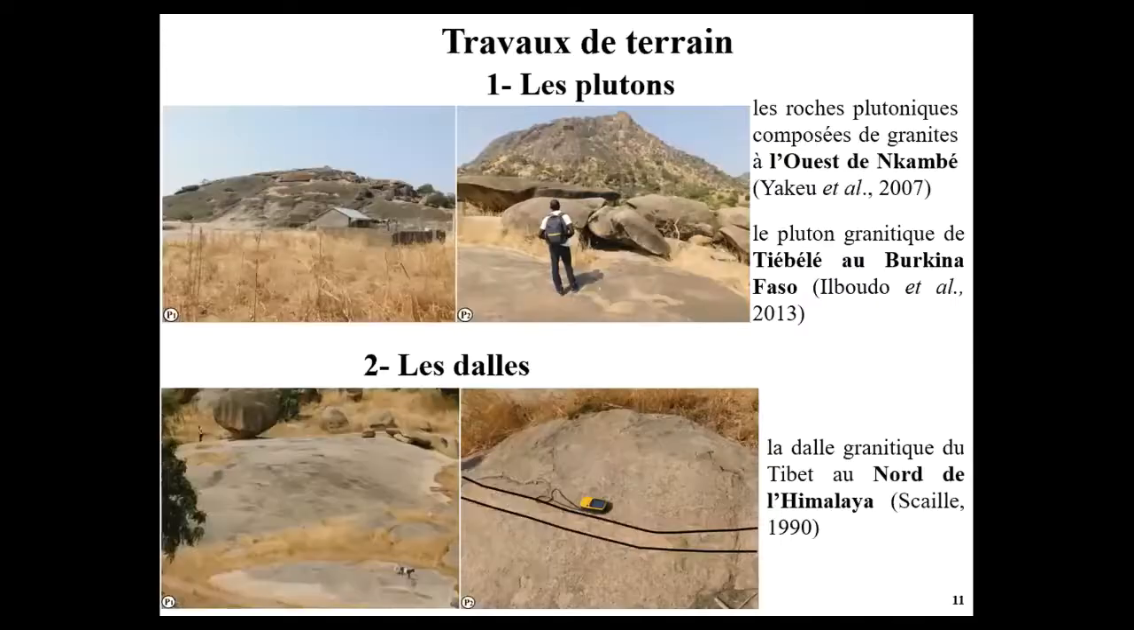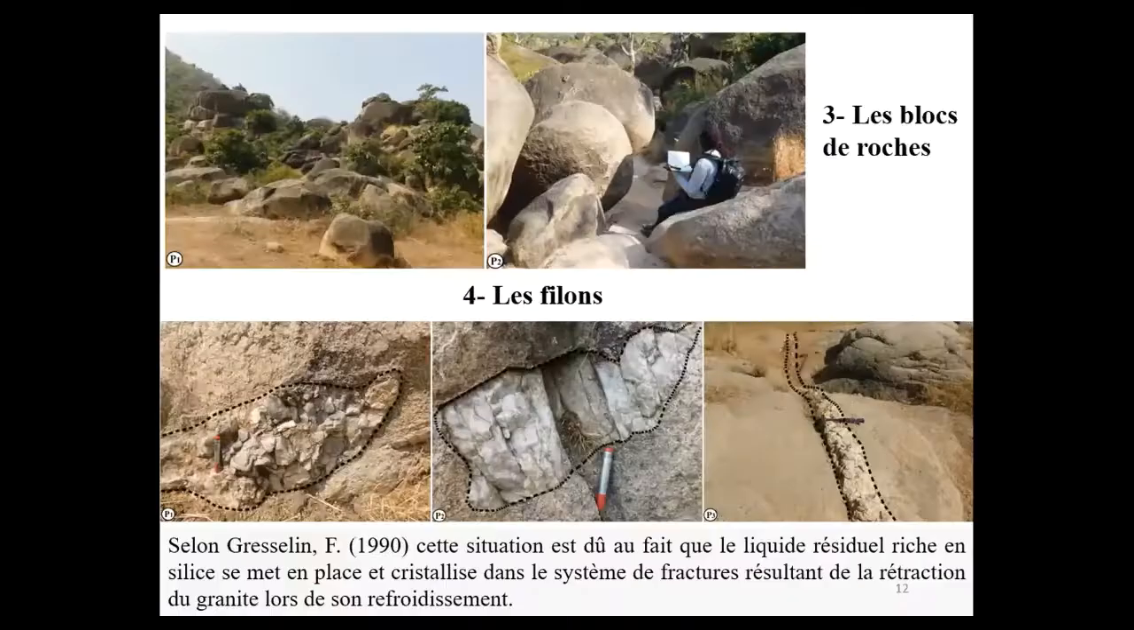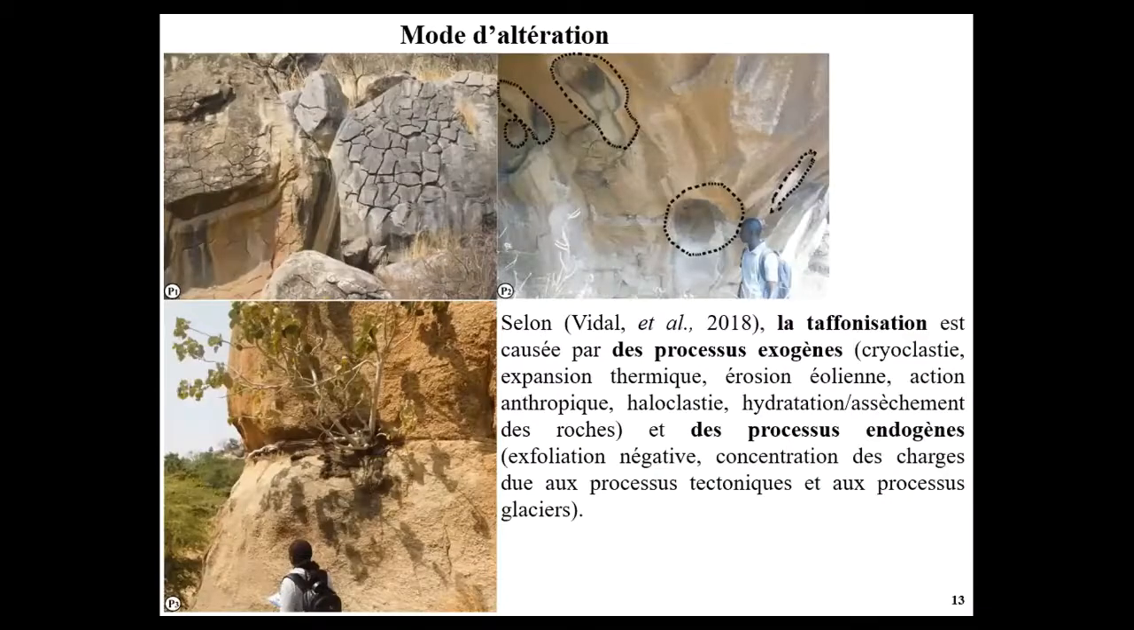Alors, comme résultats, nous avons sur la partie pétrographique les plutons, les dalles, les blocs de roches, les filons, et les modes d'altération que nous pouvons observer sur les parois rocheuses : les surfaces carapacées, le développement des tafonis sur les parois rocheuses, et le développement de la végétation sur les fissures des parois rocheuses.